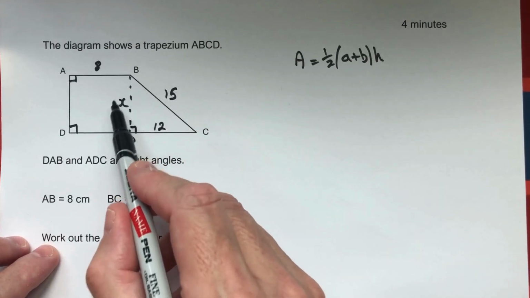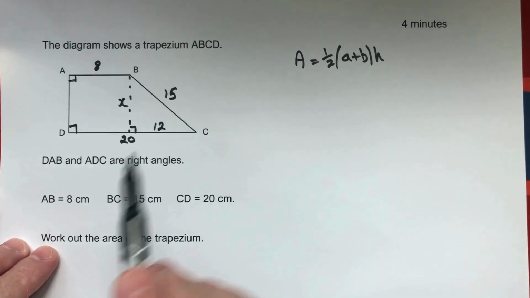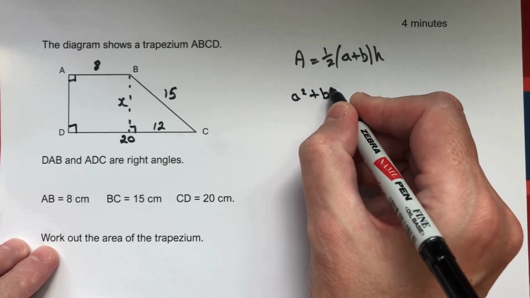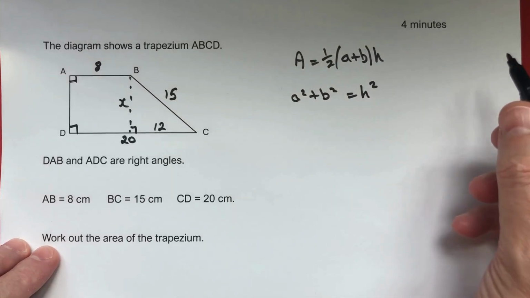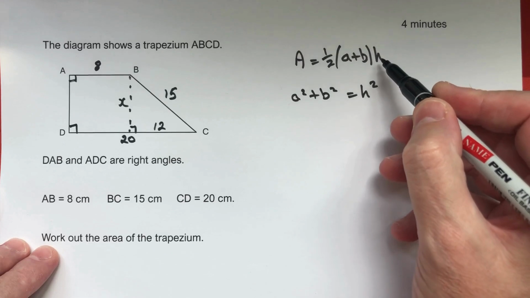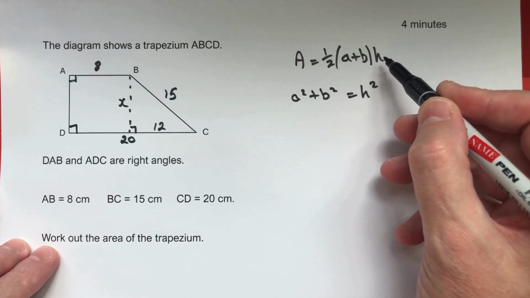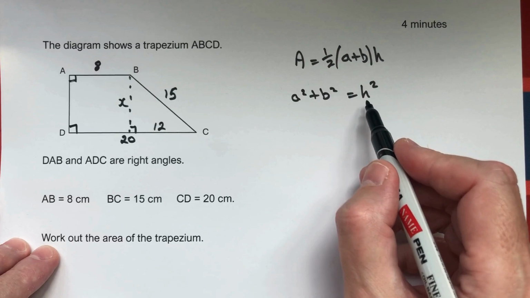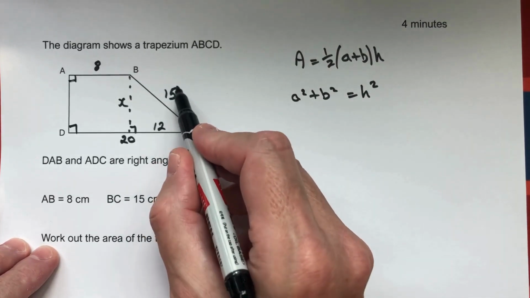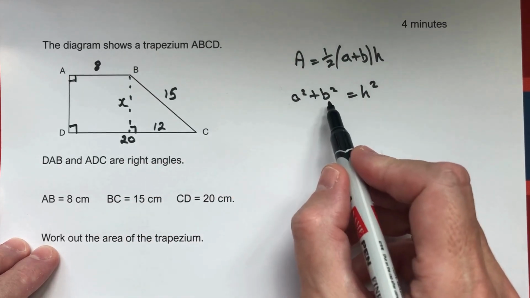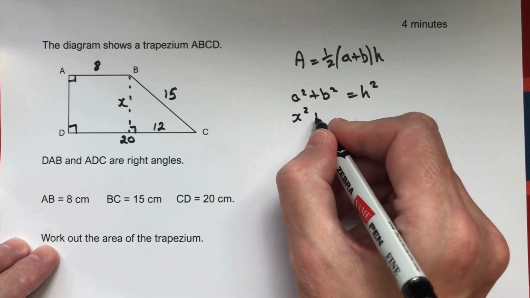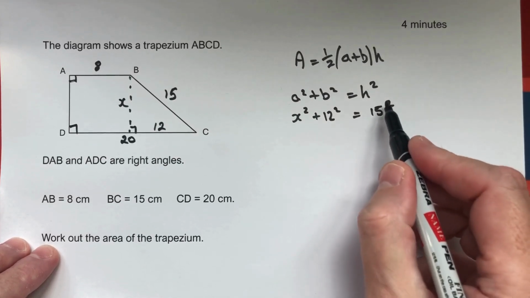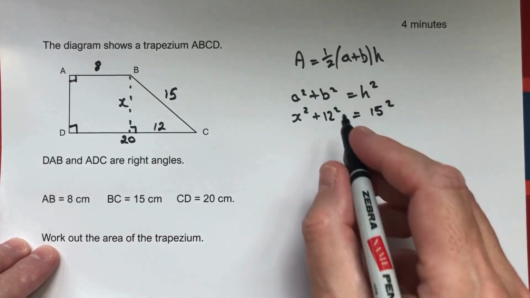That means I can use Pythagoras to find x, which is the height I require here. Let's use Pythagoras' theorem then. a squared plus b squared equals the hypotenuse squared. I have to be careful here. This is the hypotenuse of my right angle triangle. This h is a different measurement. It's the perpendicular height of the trapezium. So a squared plus b squared equals h squared. In the right angle triangle, this is the hypotenuse, and the x and the 12 are a squared and b squared. So x squared plus 12 squared equals 15 squared. When using Pythagoras, always make sure that this h squared is the hypotenuse.